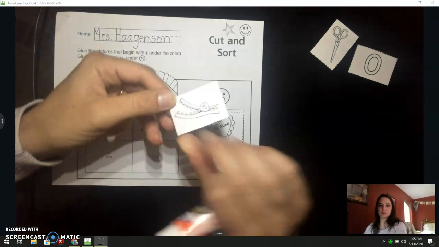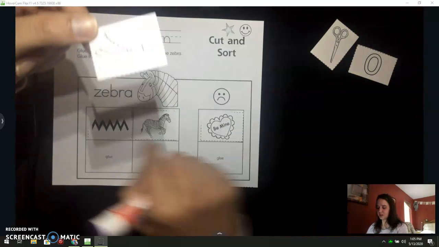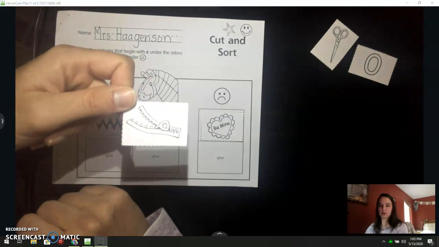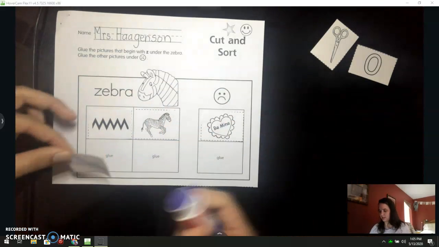Zipper. Does zipper start like zebra? Zipper. Zebra. Yes, I hear the Z sound at the beginning.